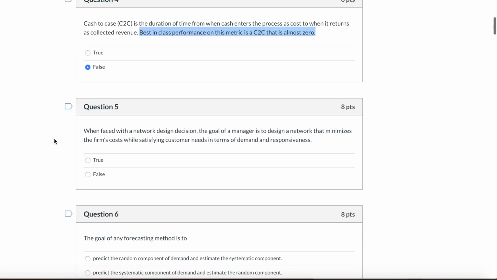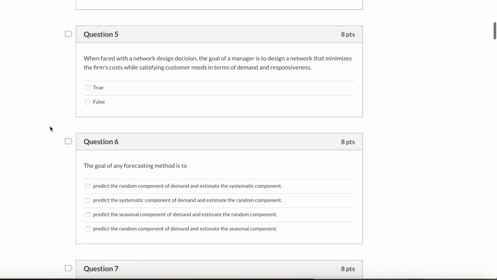So this is false. When faced with a network design decision, the goal of a manager is to design a network that minimizes the firm's cost while satisfying customer needs in terms of demands and responsiveness. Everything about that checks out. You want to minimize the cost. Why would you pay excessively for the same thing, while satisfying the customer needs in terms of demands and how responsive you are? So, true.